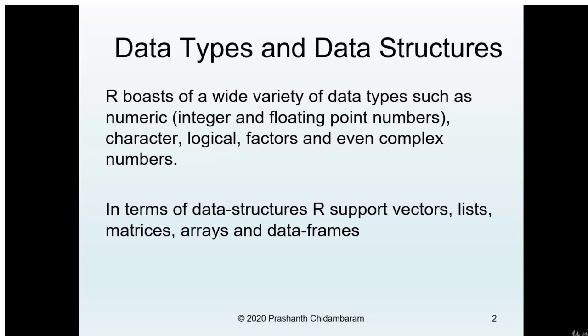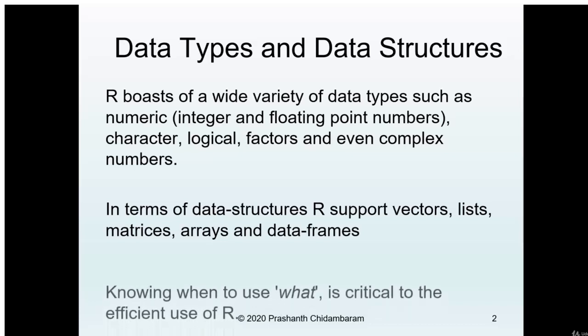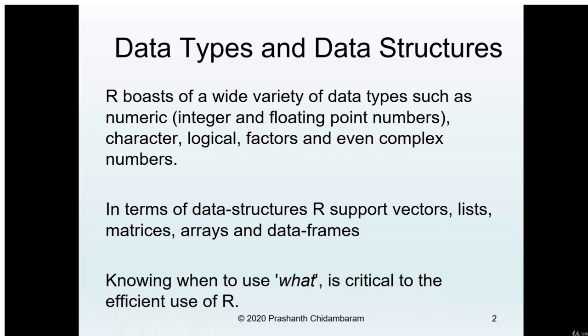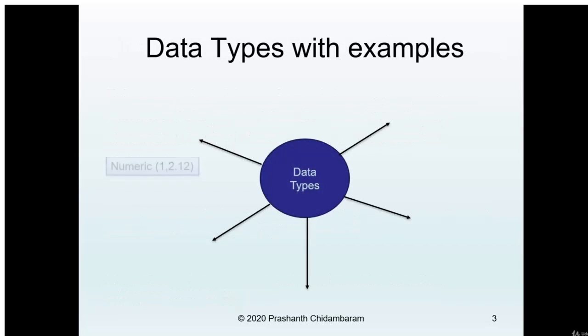So these are arranged in terms of increasing order of complexity. So vectors are the simplest and data frames are quite complex. Not in terms of understanding, but complex in terms of the types of data that they can actually hold. Knowing when to use what is critical to the efficient use of R. So let's look at a few examples.